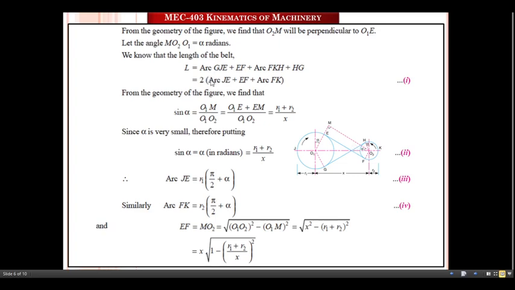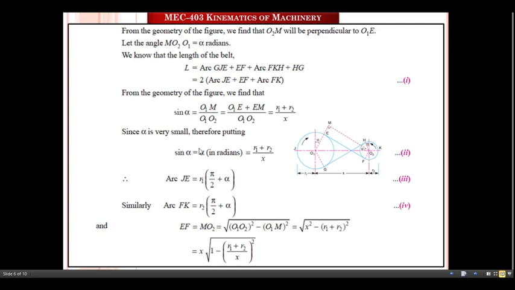Now if I take the half of this one, arc JE plus length EF plus arc FK, double of this one is nothing but the total length. Now from geometry, first of all get the sine of alpha. Sine of alpha is nothing but the front side with us, O1M divided by O1O2. What about this O1M? O1M is nothing but the addition of O1E plus EM, so this you can get as (R1 plus R2) divided by X.